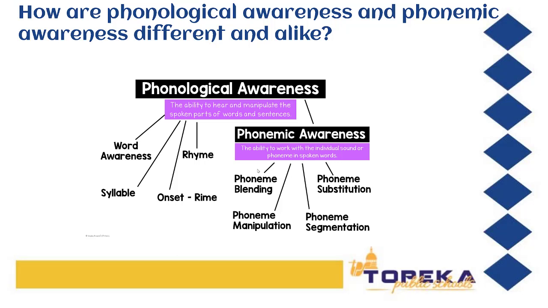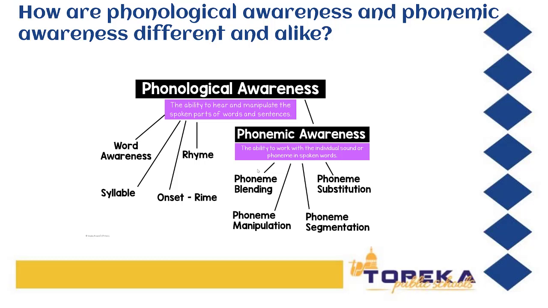So remember again that a phoneme is the individual sound that we hear, and there are 44 phonemes in the English language. And notice that when we get into phonemic awareness, we're looking at blending, knowing that k, a, t makes the word cat. Phoneme manipulation. What happens if I take cat and I take away the k sound? What do I have left? I have at.